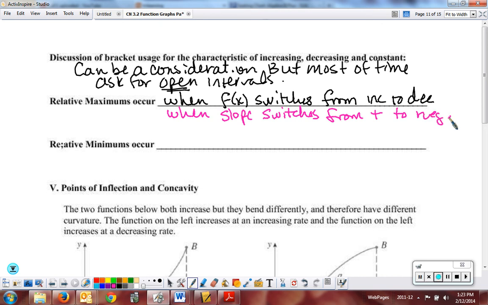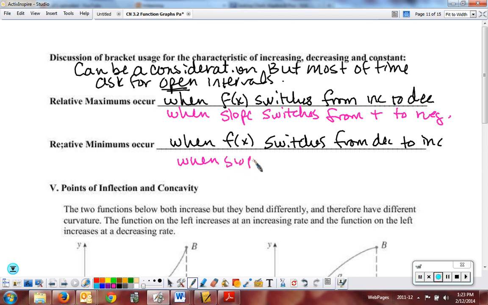We give the slope of things in the independent slope. But that's what we're doing: the derivative. The derivative function is a function related to the slope of the tangent line. Right? Relative minimums occur when f of x switches from decreasing to increasing. And again, in calculus, that's when your slope switches from negative to positive.